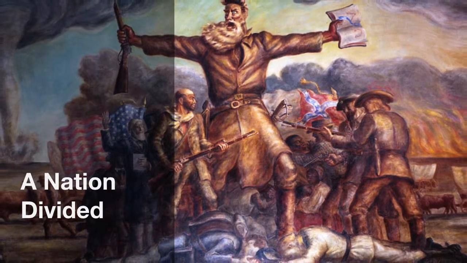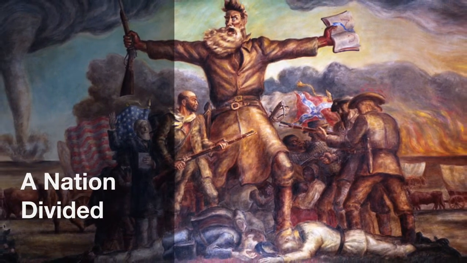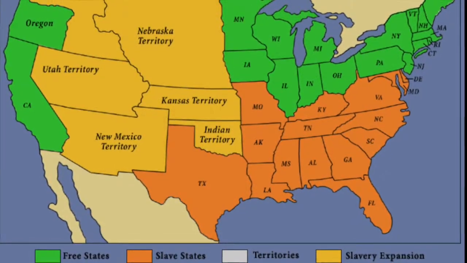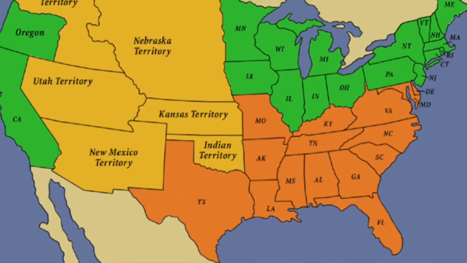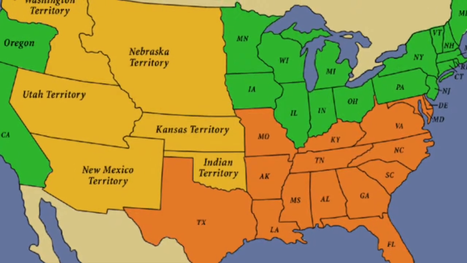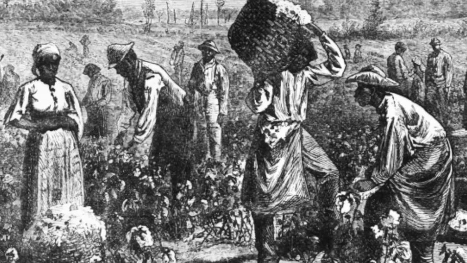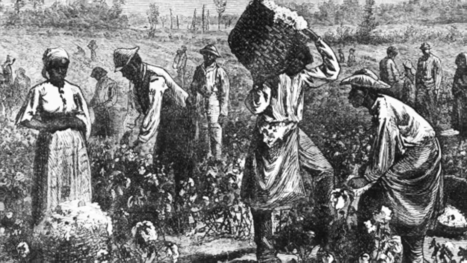In 1860, the United States was crumbling apart. The divide was obvious. This country was no longer united. But what started this? The terrible institution of slavery is one answer.